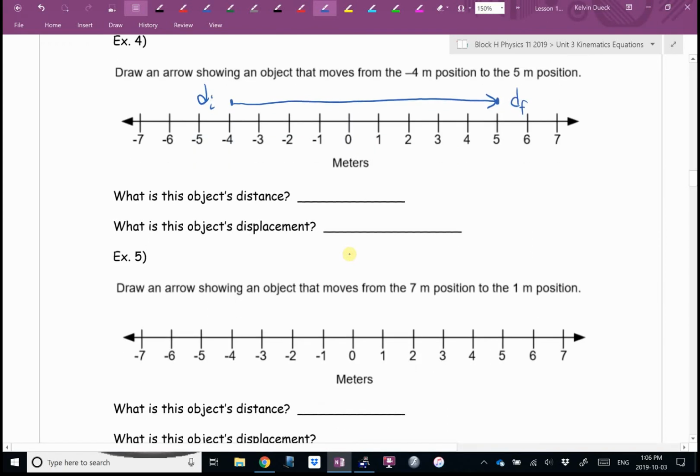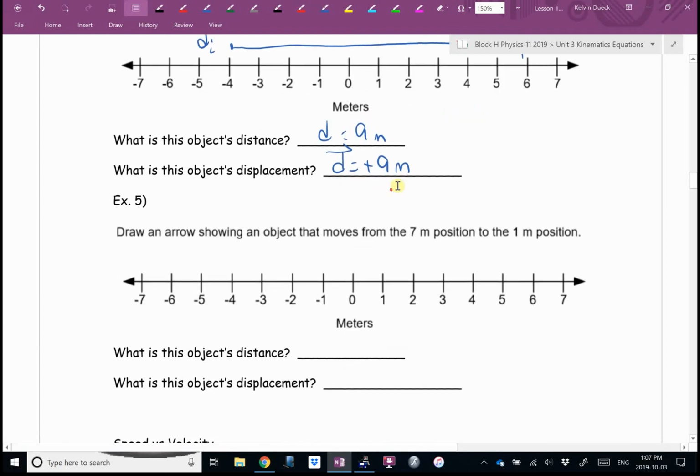Hey, Melissa, what's this object's distance? How far did it travel from there to there? 9. Yeah. I gotta be fussy. Just 9. She said positive 9. That would be a directional. I would live with it if you said the displacement was positive 9 meters. The distance, even if the arrow was pointing in the opposite direction, I would still say the distance was 9 because distance is a scalar. It has no direction. Much like your futures.